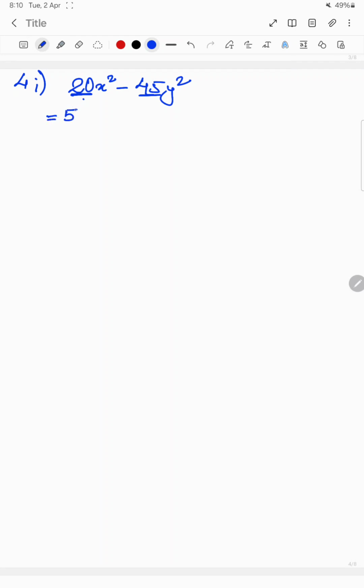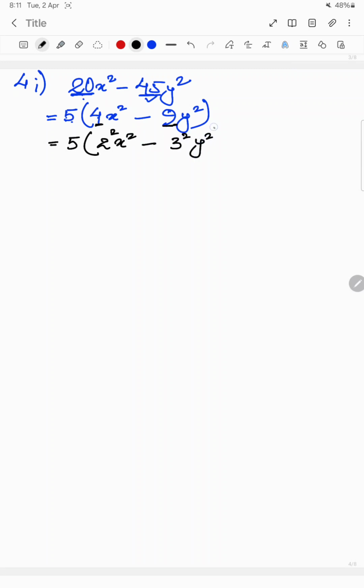So when I take common as 5, 5 4s is 20. So 5 4s is 20, x square minus 5 9s is 45, y square. So now see the numbers which are within the bracket, that is 4 and 9, are perfect squares. So 4 is a square of 2, 9 is a square of 3. So in the next step, I can write 2 as 2 square, and x square is there in the question. 9 can be written as 3 square, and y square is there in the question.